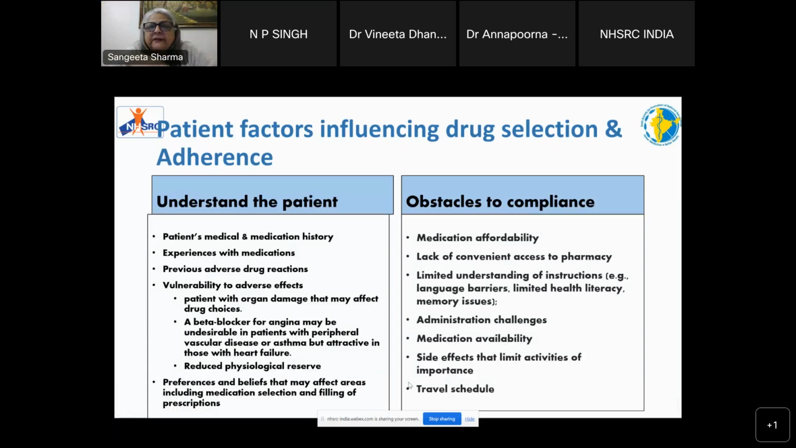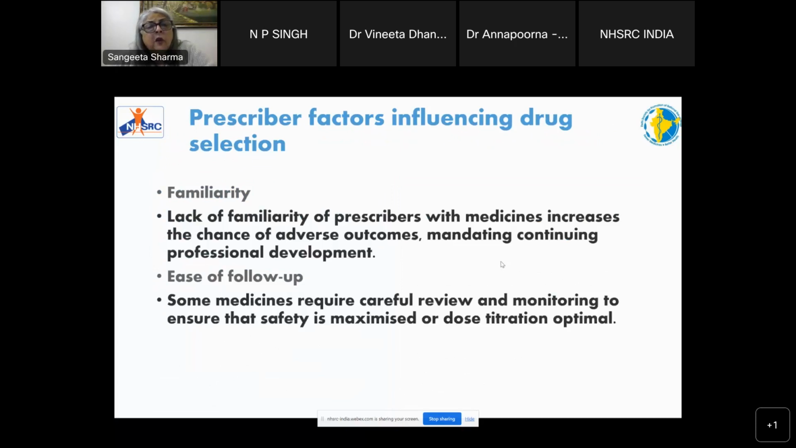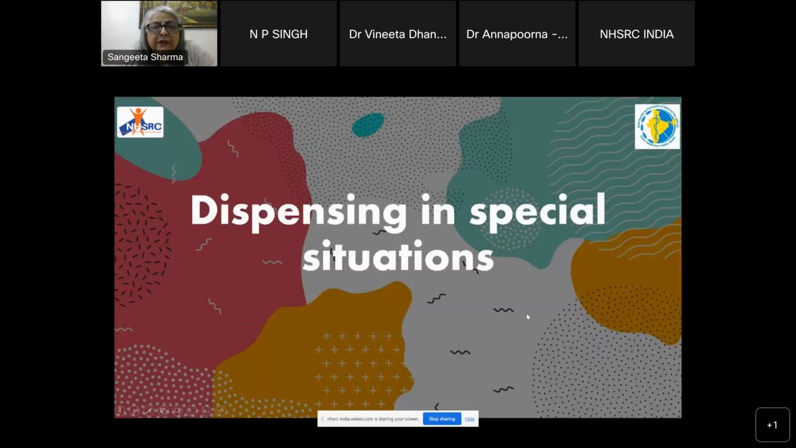Also there are many patient related factors that can influence drug selection and adherence: previous reactions, previous response, vulnerability to adverse effects, which depends on the organ function, then physiological reserve. And we must understand this, I'll come to this when I'm talking about the elderly. And then of course the prescriber's factors influencing drugs. Familiarity is a predominant factor. If you are familiar with a medicine, it increases the chance of good outcomes. But if you are not familiar, if you don't know what the dose is, what the maximum dose is, how the dose should be escalated, when you should de-escalate or stop, all this familiarity is required. And if there is an ease of follow-up, of course it will help you in the dose titration, and it will help the outcome.